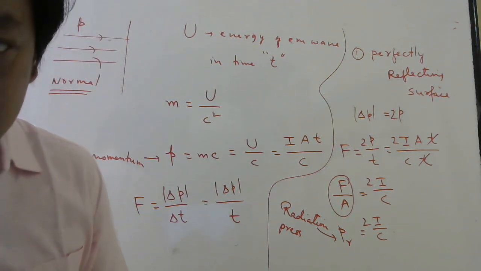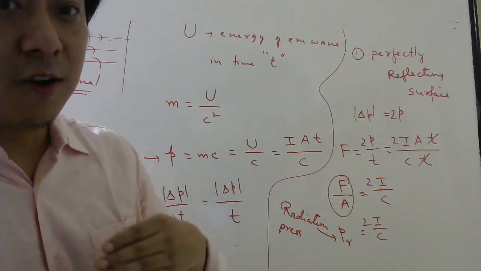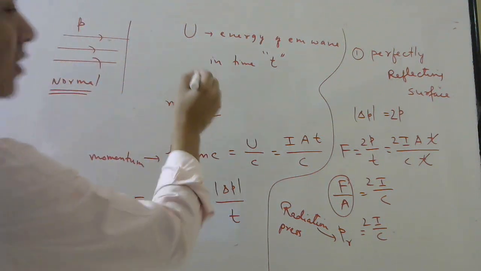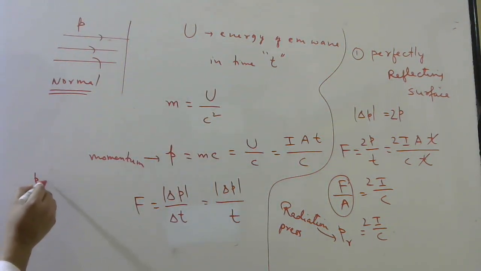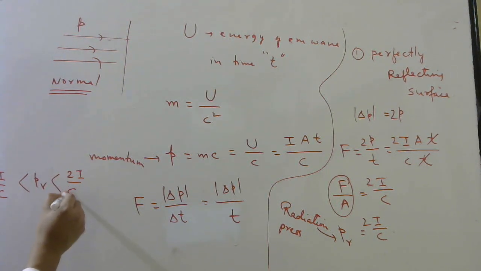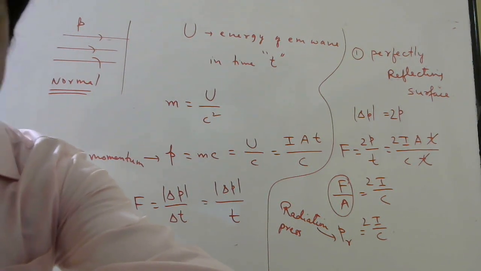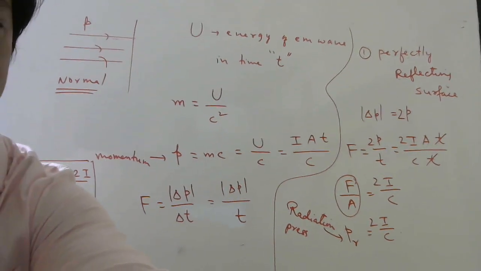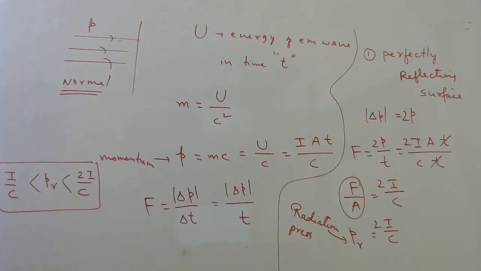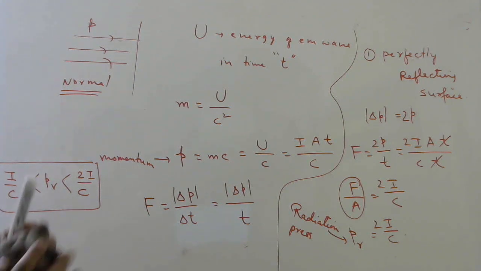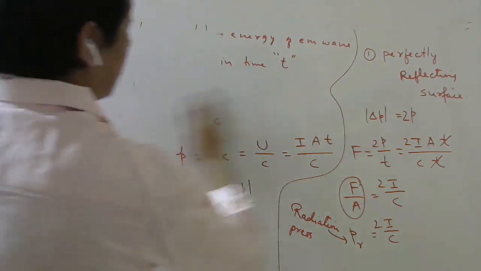So I hope you all understood, for real surfaces which may not be perfectly reflecting or perfectly absorbing, your radiation pressure will be in between I by c and 2I by c. The exact value will depend on how much percentage is absorbed and how much percentage is reflected. Yeah, now it is clear. Please make a note. Very good question. Fine. Okay, pause the video and write.